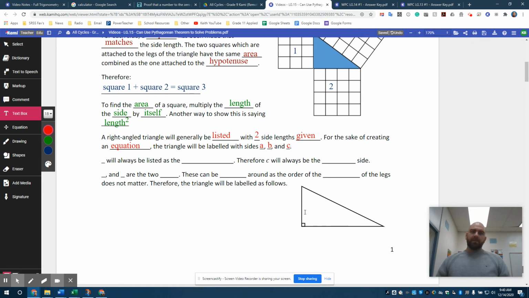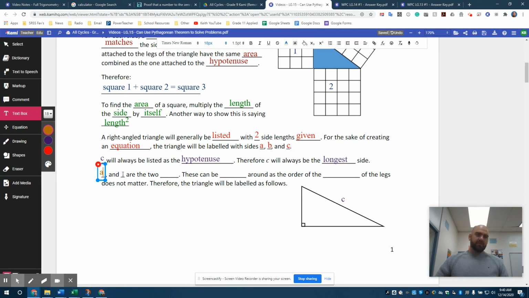How are we going to label them here? We're going to start with C. C will always be the hypotenuse, and I'll do that in a different color. There we go. As I mentioned, C will always be listed as the hypotenuse. Therefore C will always be the longest side. It's always our biggest number. And that's right there on our triangle.